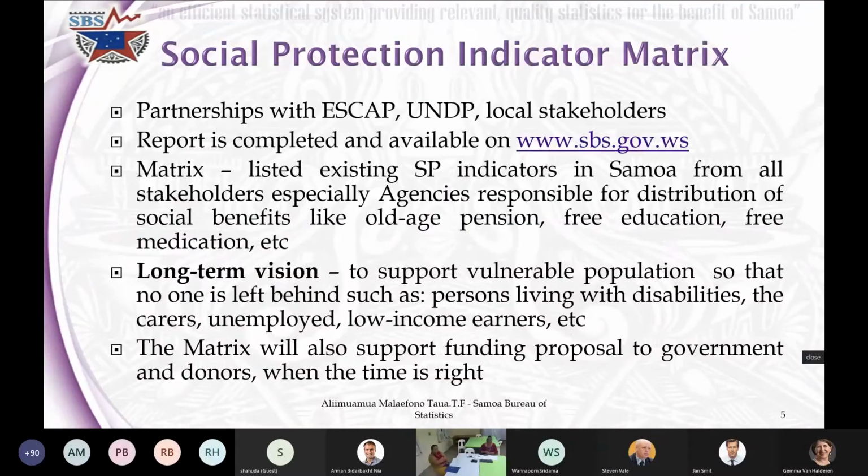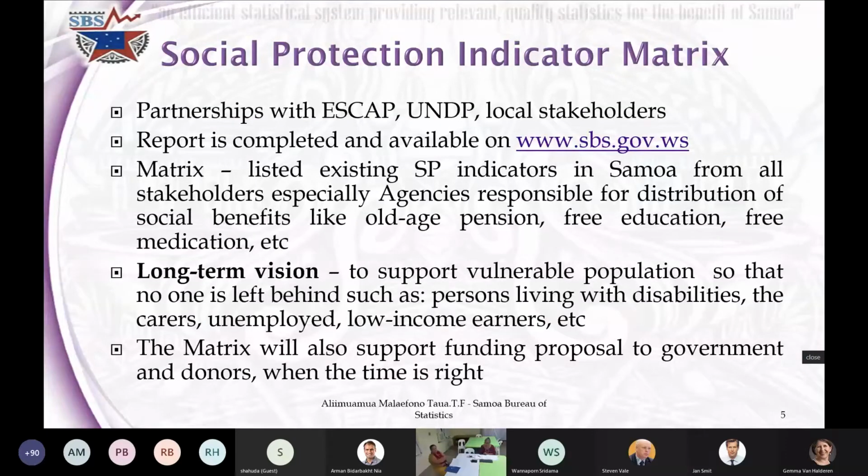Next slide, please. So this is a new project that we've been working on in partnership with ESCAP, UNDP, and also our local stakeholders. The report is completed and it's available on our official website. But briefly, the matrix listed the existing social protection indicators in Samoa from our stakeholders, especially agencies that are responsible for the distribution of several social benefits that are now available to our people from the government, like the old age pension, free education for primary and secondary school children. We also have free medication for pregnant mothers and children below 15 years of age.